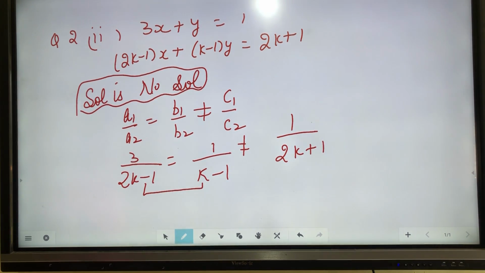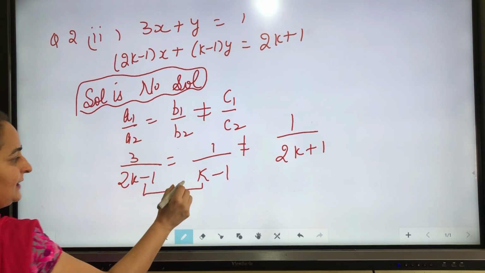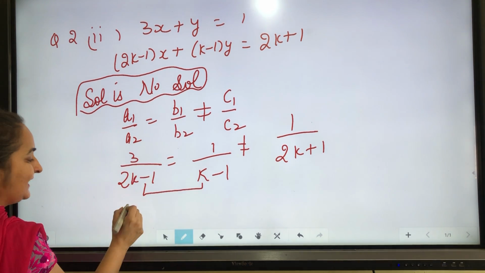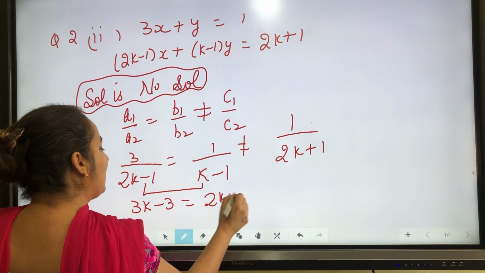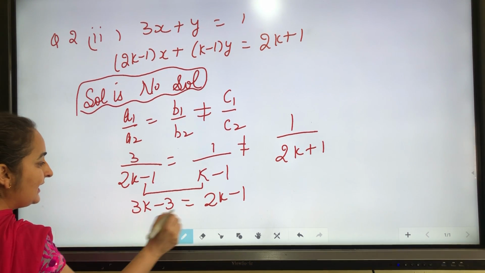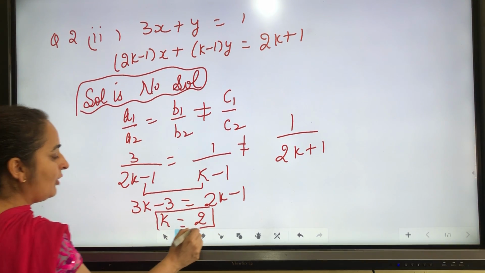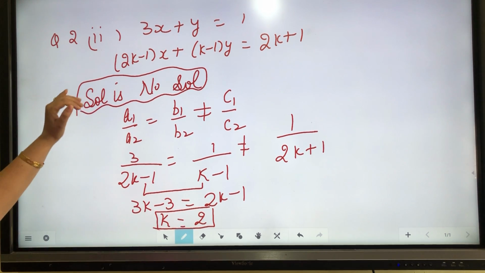Now we know how to solve this type of equation, that is by doing the cross multiplication that you had already learned in the junior classes. That is 3k − 3 = 2k − 1, means 3k − 2k = 2, so k = 2. This is the value of k, and this is the method how to find the value of the variable that is used in the question.